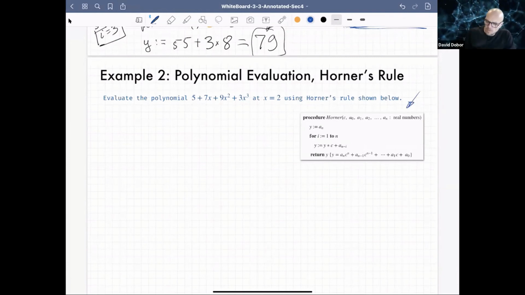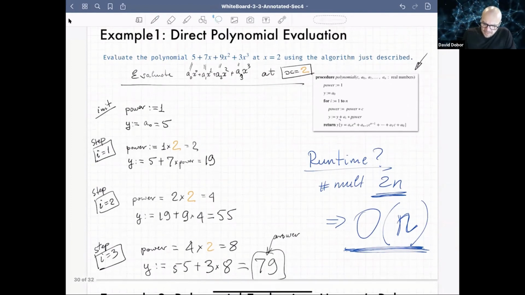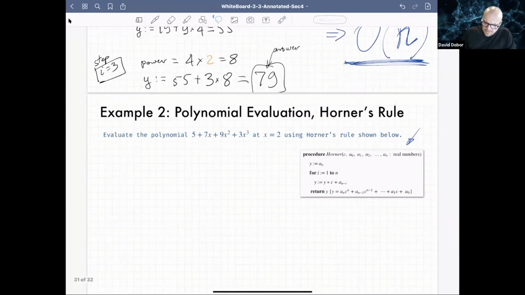So he wrote this code down. Let's evaluate the same polynomial. Again, these are our coefficients. Let me copy these so that we're doing the exact same problem, but slightly differently. So let's run through this procedure. This is how cleverness, I suppose, pays off. This is quite cute.